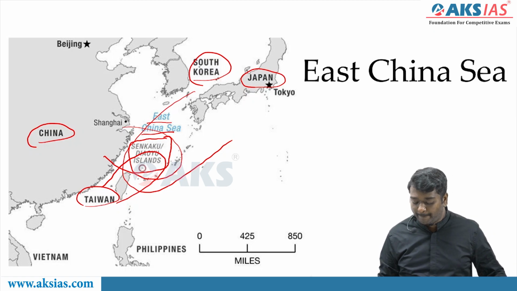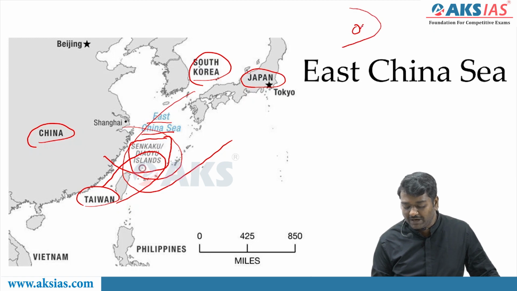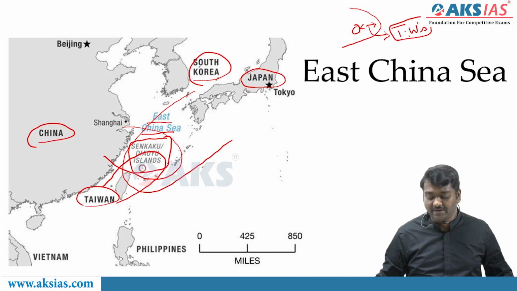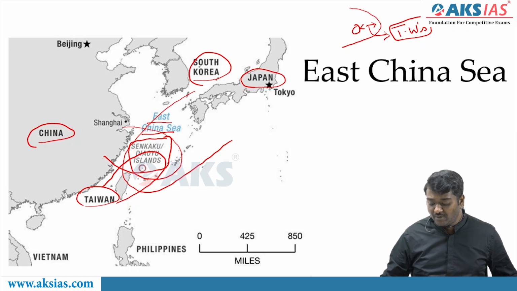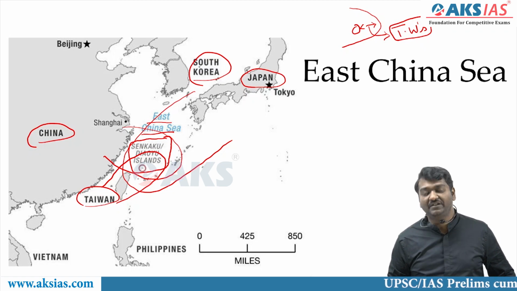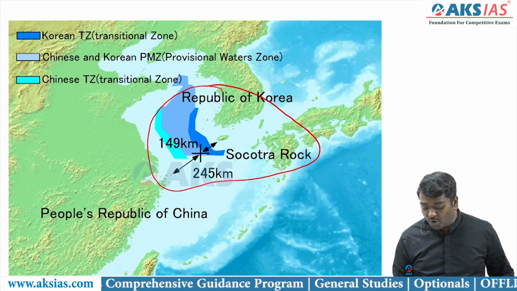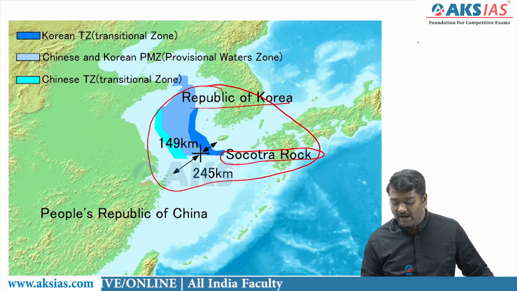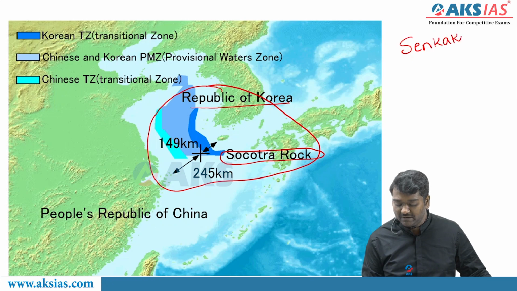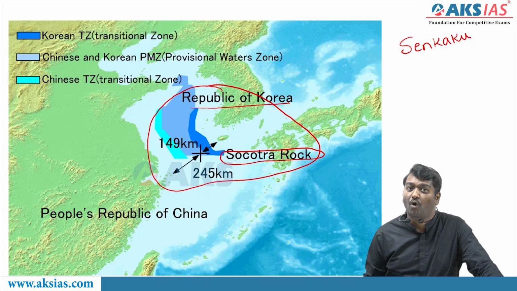So when any country claims a particular island to be theirs, what is going to happen? Around that island, 12 nautical miles will be its territorial waters. Please understand, around that 12 nautical miles will be its territorial waters. Now, Japan says this is my territorial water, China says so and Taiwan says so. Because of this, the overlapping is like this. South Korea also has a dispute with China over Socotra Rock. Japan has with respect to Senkaku Islands. Korea has with respect to Socotra Rock, because of which the territorial regions of all the countries are overlapping.